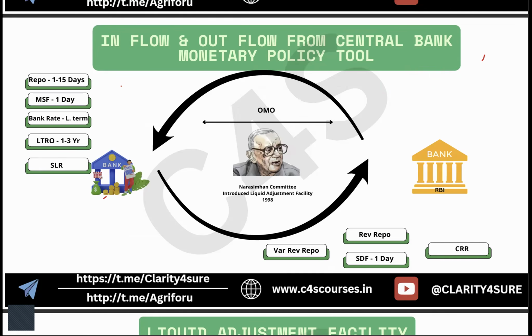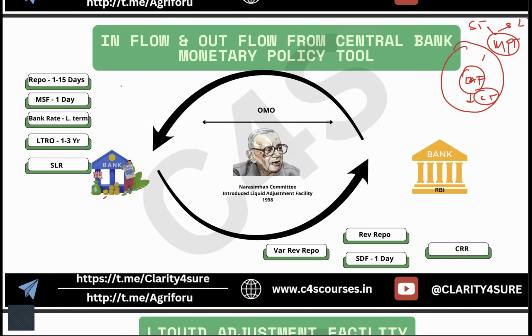Monetary policy tool is a bigger set, and inside that we have the liquidity adjustment facility. Monetary policy tool can be for the short term, and it also can be for the long term. And the liquidity adjustment facility is for your short term liquidity, borrowings and all. So LAF, that is liquidity adjustment facility, is a subset of your monetary policy tool that deals only with the short term borrowings and the liquidity.